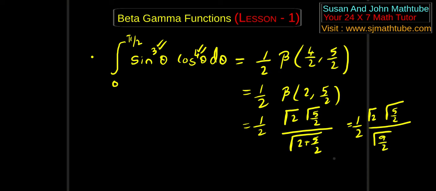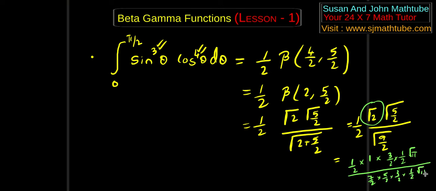So the answer will be 1 by 2, and gamma 2 is 1 factorial, and gamma 5 by 2 means 3 by 2 into 1 by 2 into root pi. The whole divided by 7 by 2 into 5 by 2 into 3 by 2 into 1 by 2 into root pi. So cancel everything, and that's your homework.